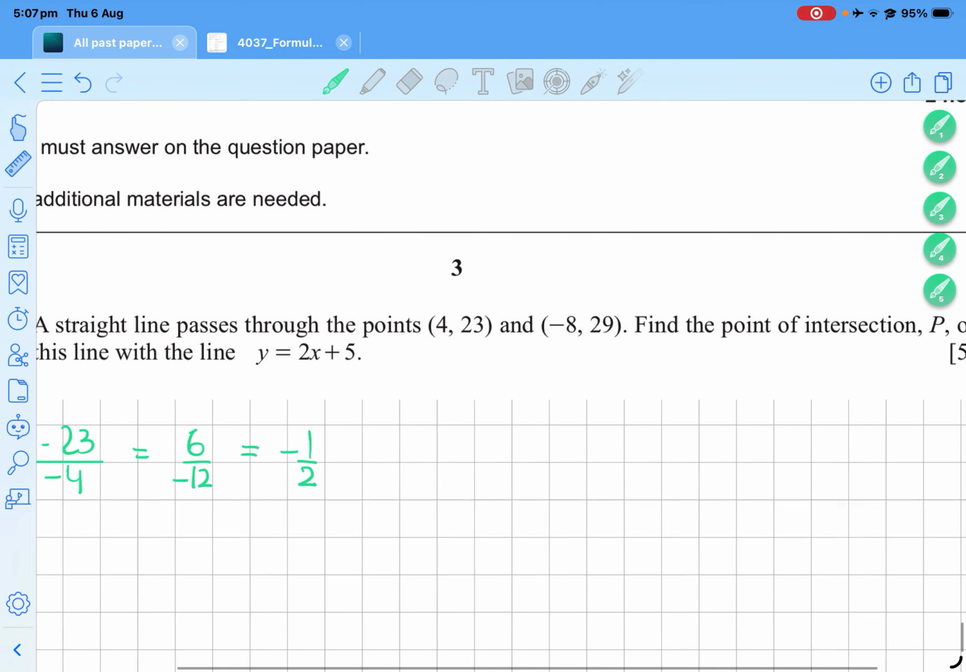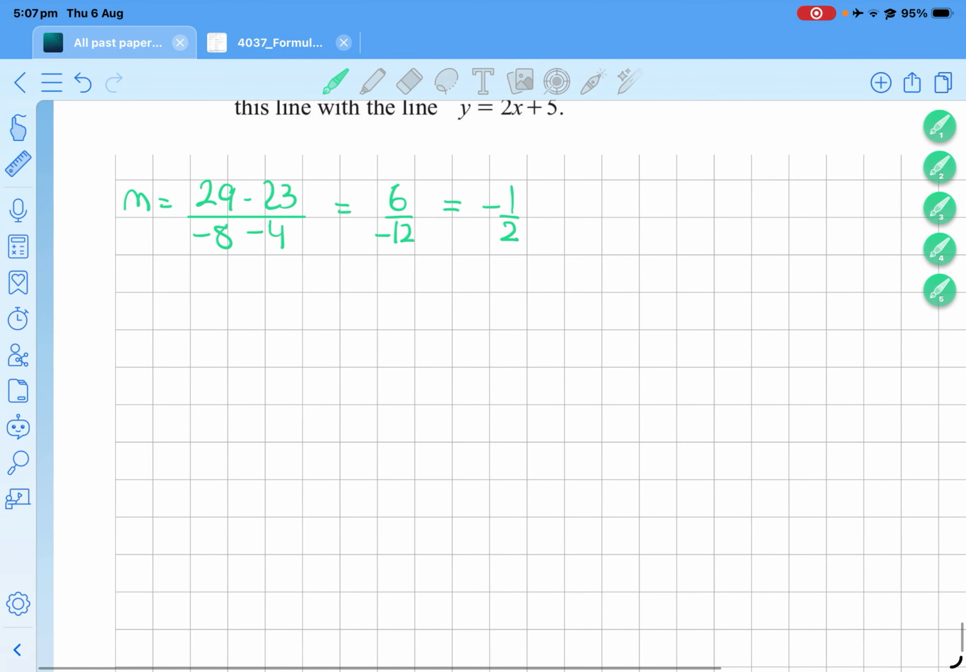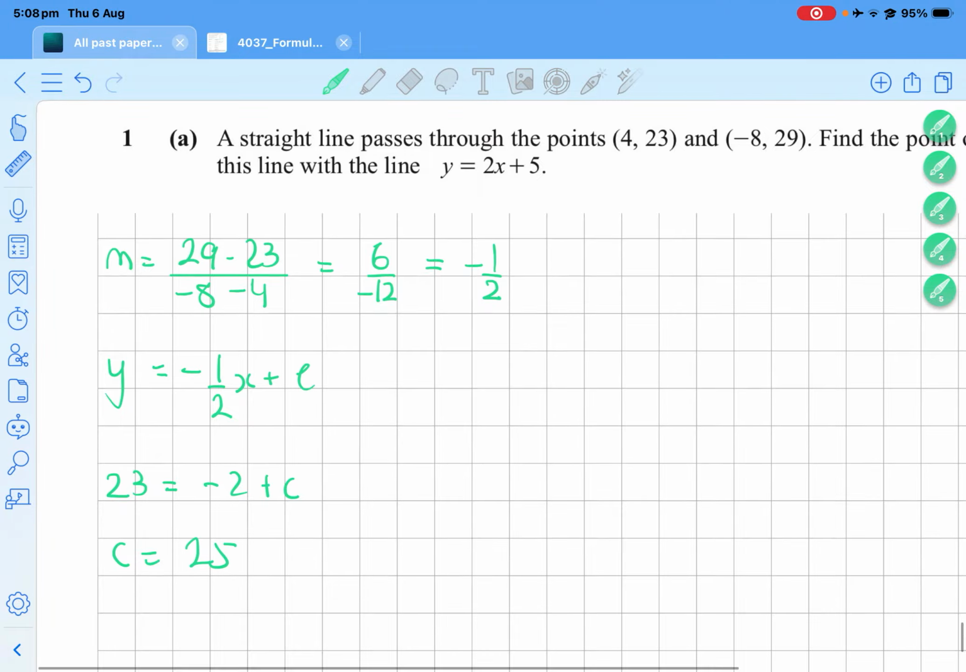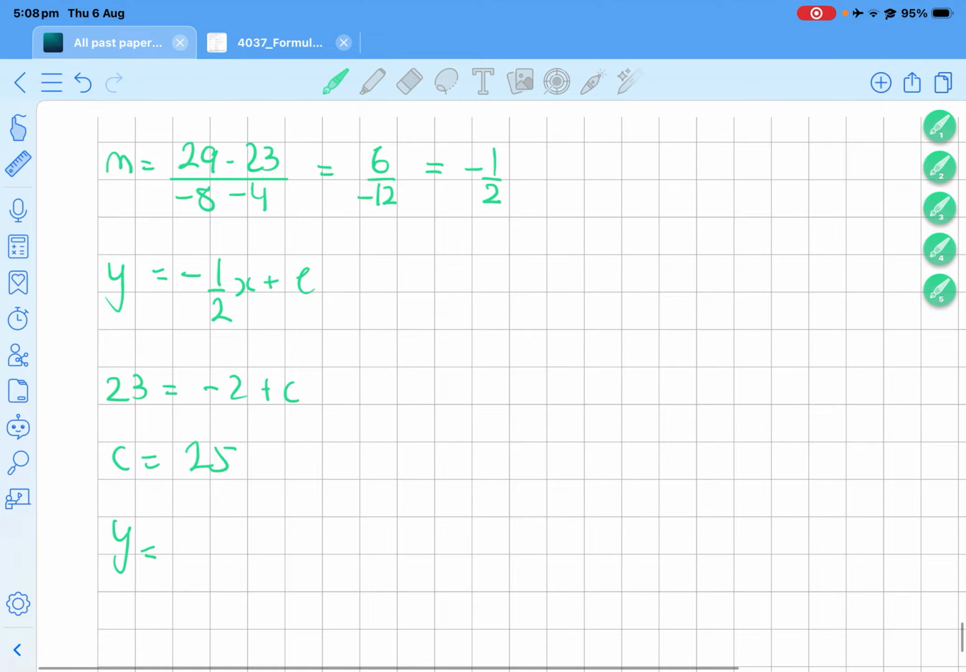So we need to find the point of intersection, so we need to find the equation of the line. So this is the general form. Now I'll put this point in. So 23 is equal to minus 2 plus c. So c is equal to 25. So y is basically just 25 minus half of x.